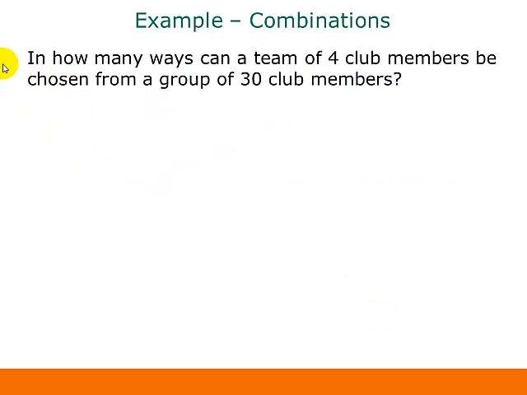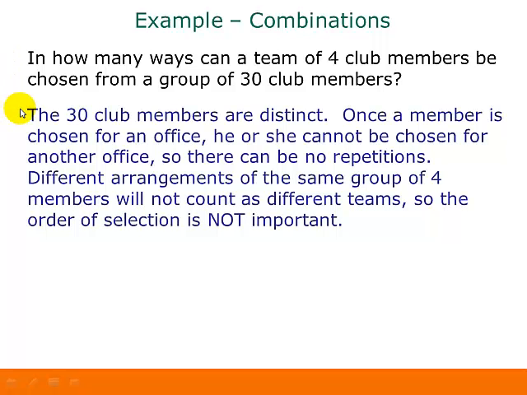Here's an example. In how many ways can a team of 4 club members be chosen from a group of 30 club members? So again, here we're looking for the fact that the 30 club members are distinct, and that once a member is chosen for the team, he or she cannot be chosen again to be on the same team, so there can be no repetitions. In this case, different arrangements of the same group of 4 members will not count as a different team. So it doesn't matter what order they were chosen in. If we choose the same 4 people, we'll have the same team. So in this case, the order of selection is not important.